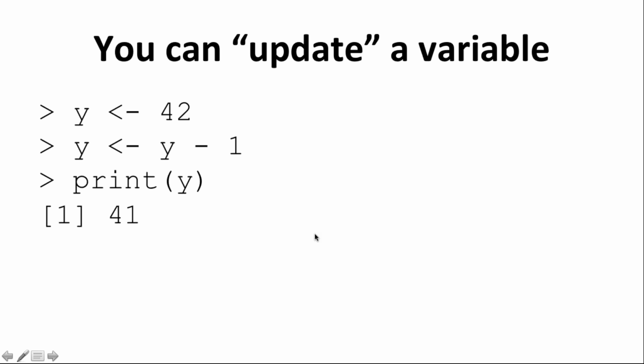So you can update a variable. If I assign a value of 42 to y in the first line here, then in the second line I can take y, which is 42, minus 1, and assign that value of 41 back to y. That's how I update my variable. It's called a reassignment.